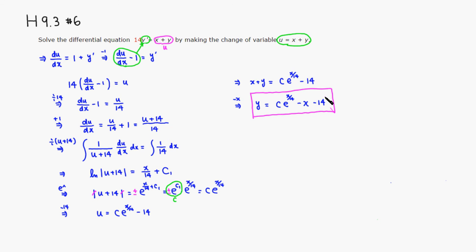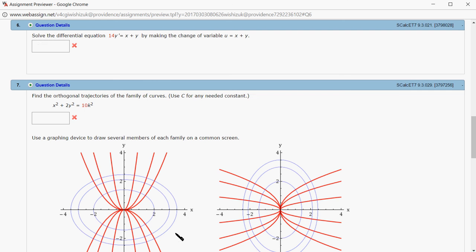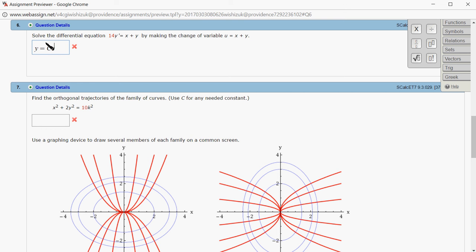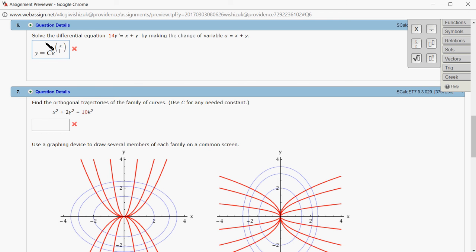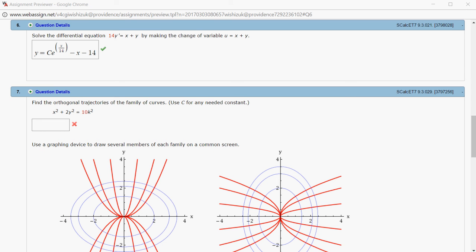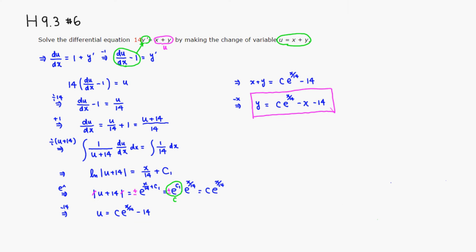So let's type it in. We got y is equal to c times e to the x over 14 minus x minus 14. Submit for testing. It came back and looks like we got this one correctly. That's it. I hope that this was clear.